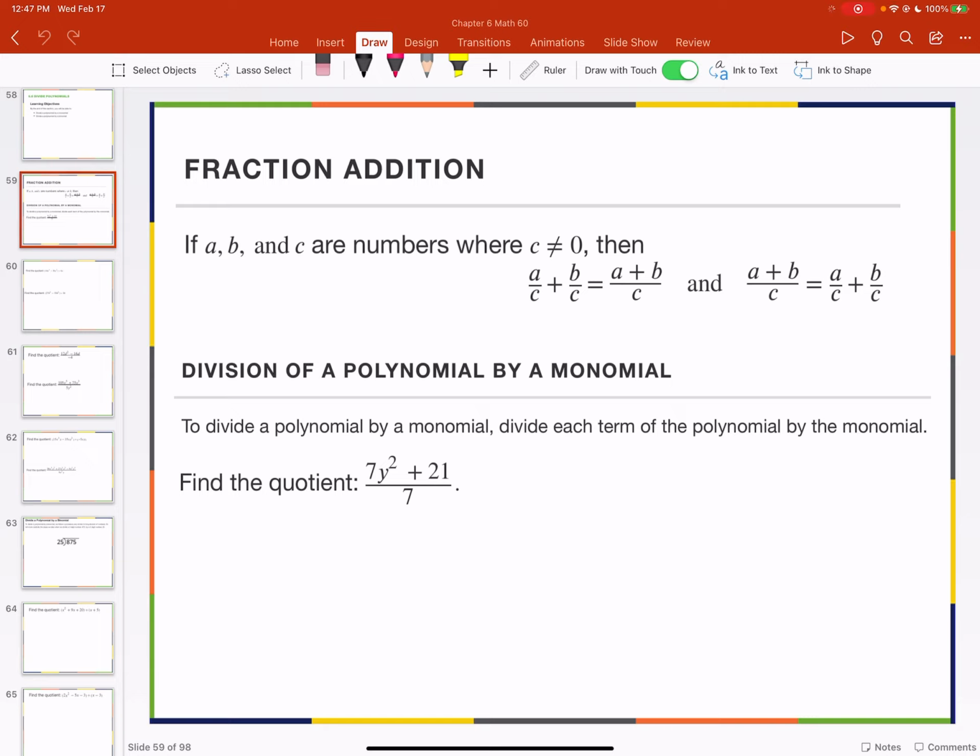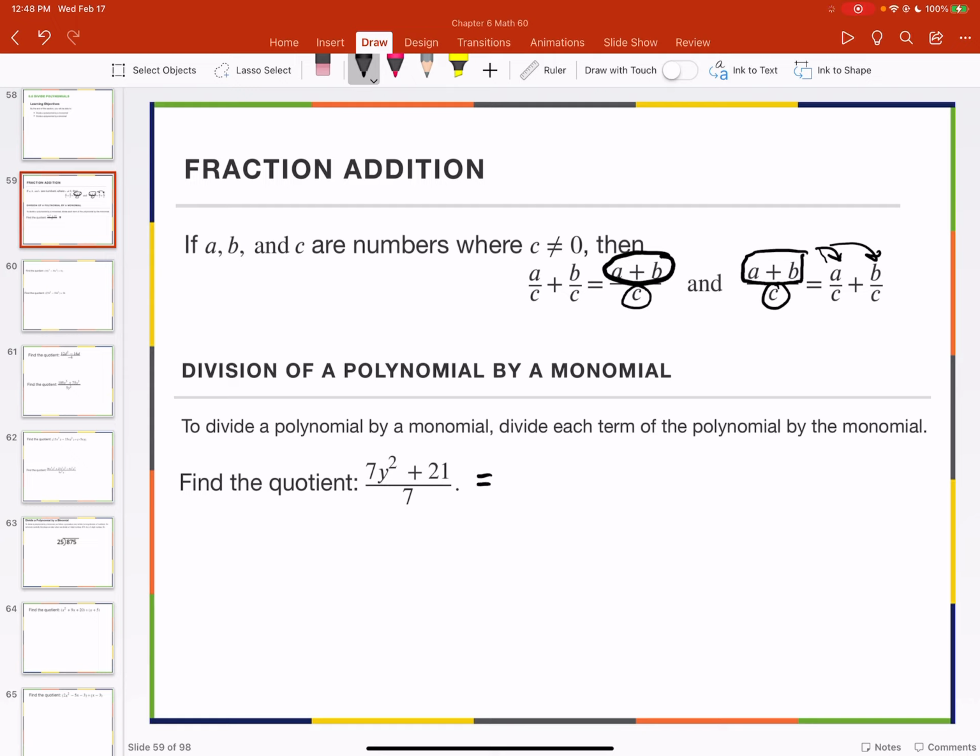Remember that if you add two fractions that have the same denominator, the denominator stays the same, but the numerators add. Now, if I wanted to go in reverse, if I have a sum over a single denominator, I can split it into two fractions, right? So that's important that we know that because we're going to be using it a lot when we divide a polynomial by a monomial.